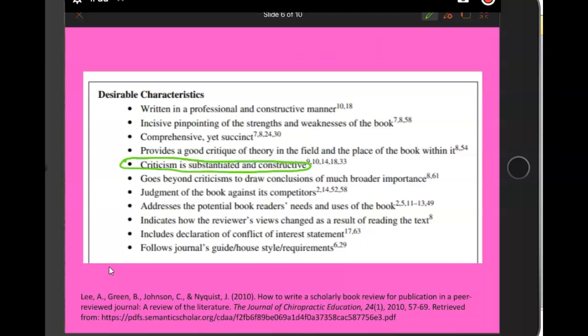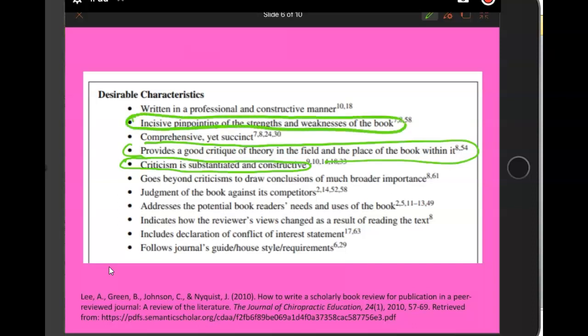Also important, it provides a good critique of theory in the field and the place of the book within it. It doesn't have to just be of the theory in the field, just a general critique of the book in the context of the field. And it pinpoints the strengths and weaknesses of the book, right? So it's really not just a summary. I think that's my major point I want to make. It's not a summary only.